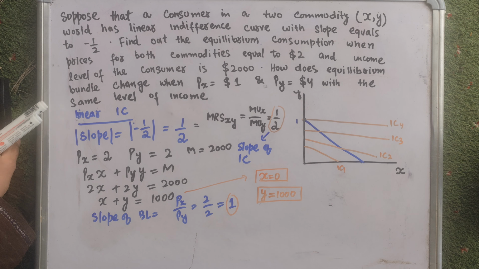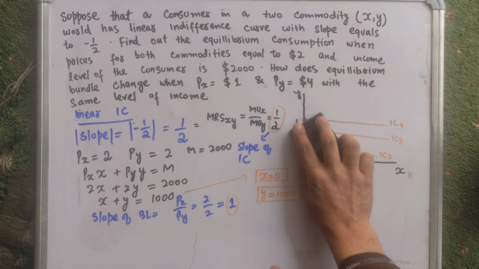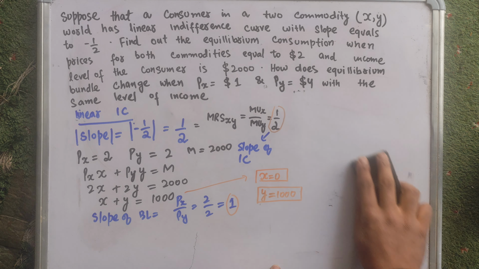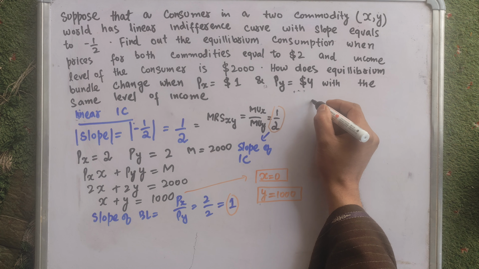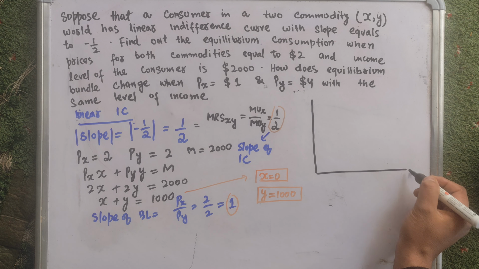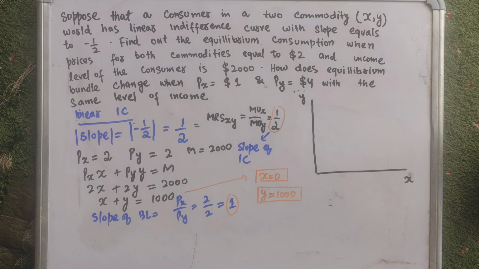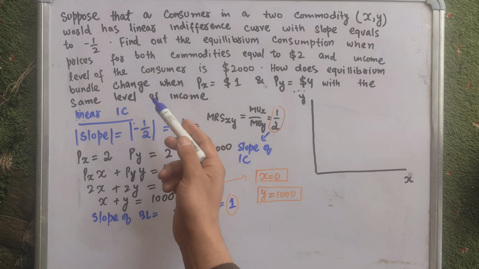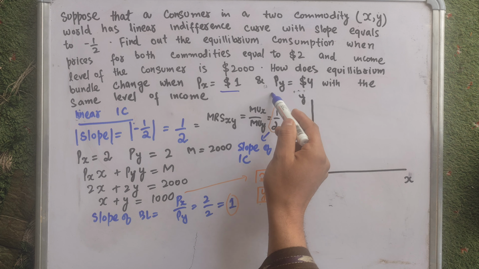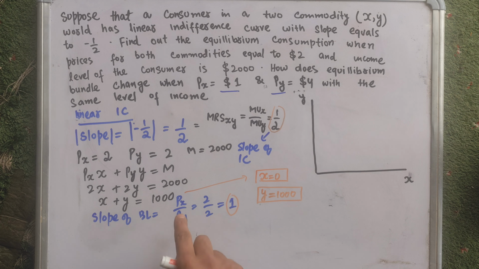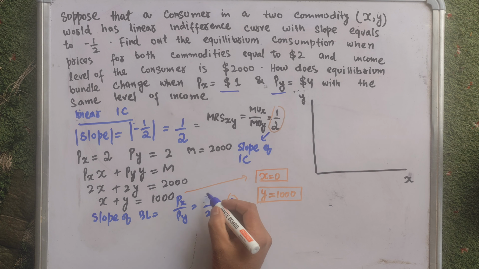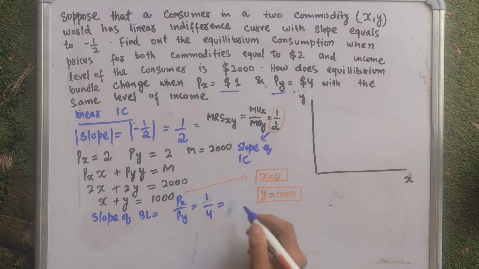Now in the second scenario, let me rub this and draw it again. Again we have X and Y. In this case we are being told that the price of good X is 1 and the price of good Y is 4. So what will be the new slope? Price of X upon price of Y. Price of good X is 1, price of good Y is 4, so we get 1 upon 4.